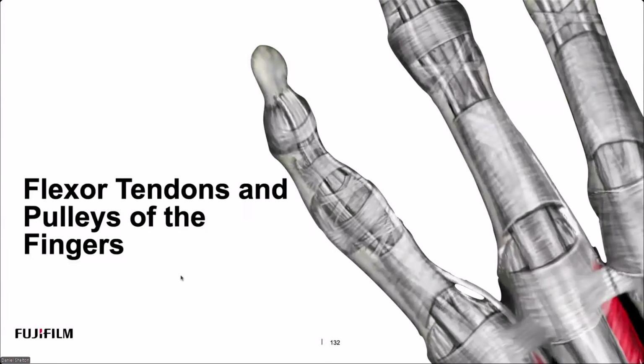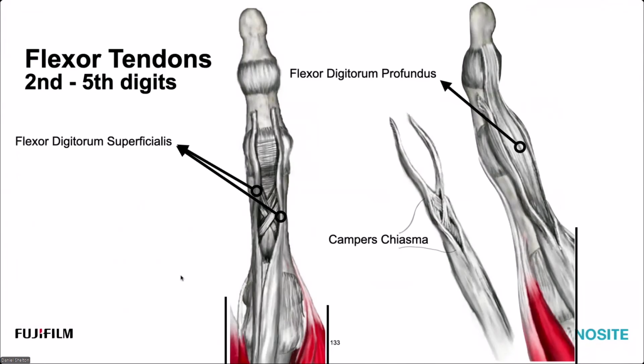Now we've got the flexor tendons and the pulleys of the fingers. It's a very exciting and dynamic part of the hand exam, but also very complex and complicated. Let's talk about the deeper layers. I'm assuming that you studied the palmar or the volar hand webinar, so I want to go over this relationship.